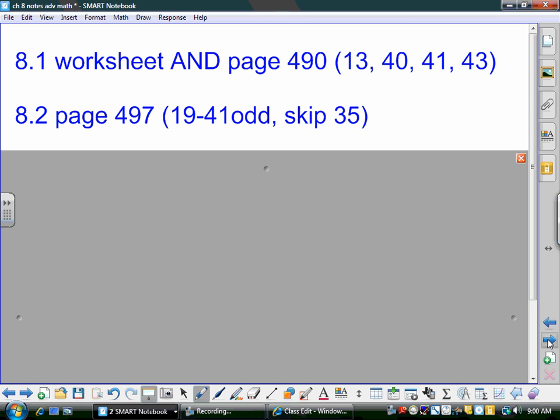The homework in 8.2 is on page 497. The 8.3 stuff is very, very similar, but in 8.3 it's 3 dimensions. So instead of just an ordered pair, we'll have ordered triples. And we are going to do that section today also.